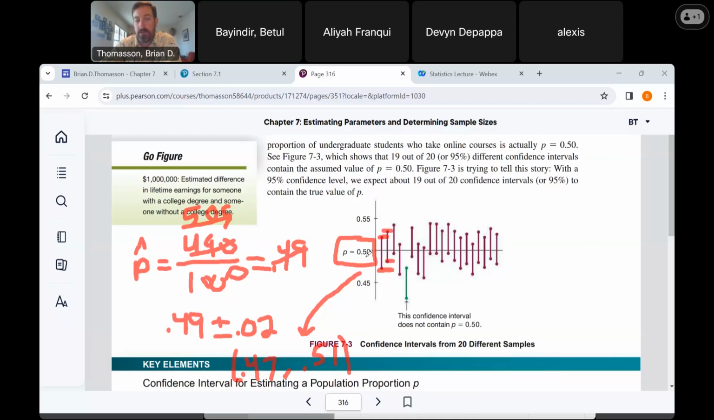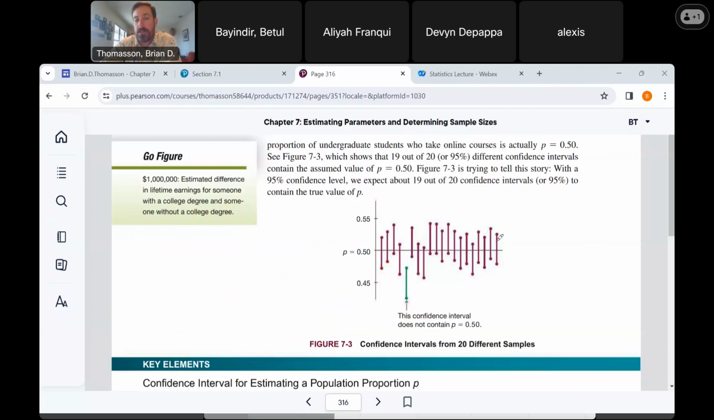Does the true value fall in that? Yes. The fourth one, yes. Here, the green one, we got a bum sample. So what that means is when we sampled our 1,000 people, we only had about 450 of those smoked marijuana. So when we built our confidence interval, it did not capture the true value of P.